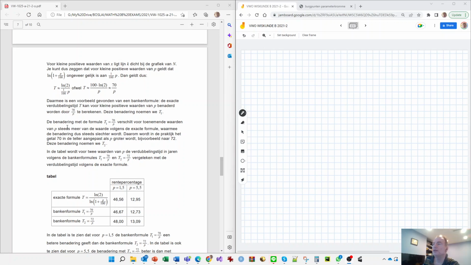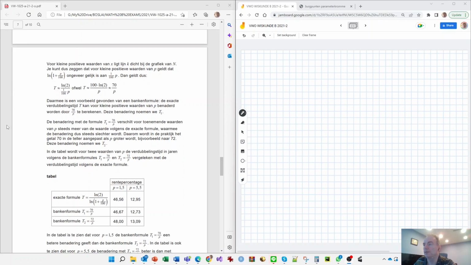That's why they change the numerator if p gets bigger and bigger, for example, to 72. And this is actually the equation for when your balance doubles. So then you can compare this doubling time for different values of p with the exact equation.